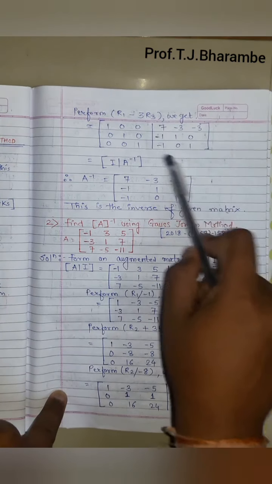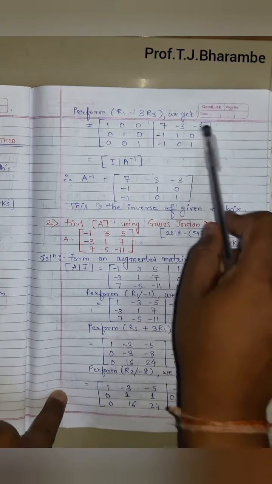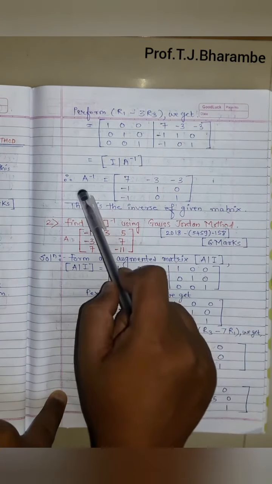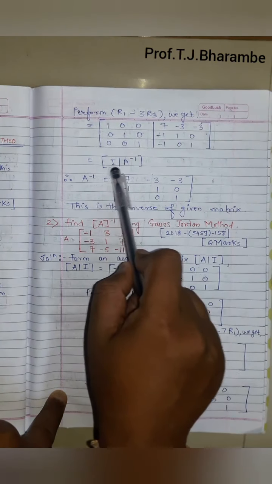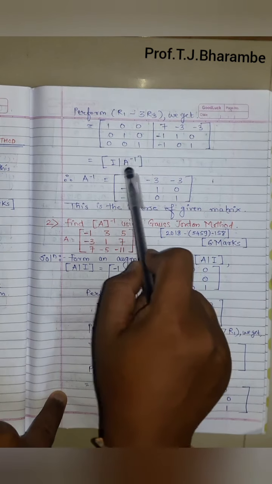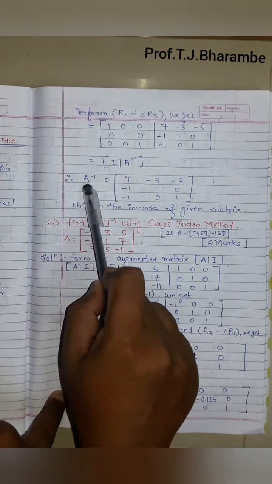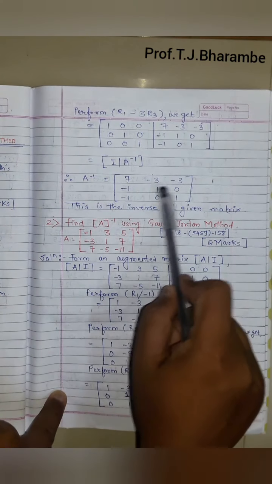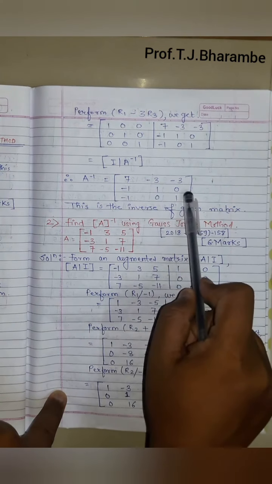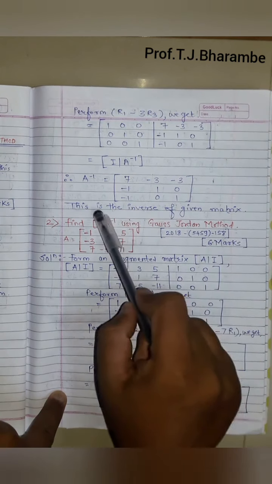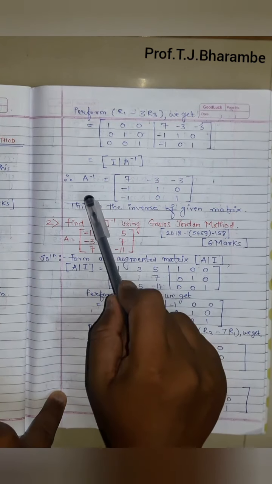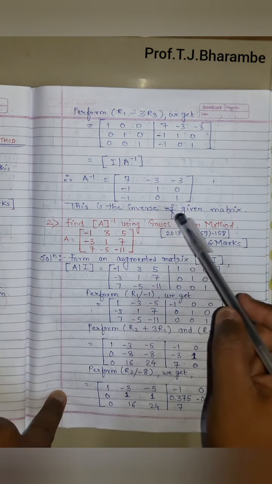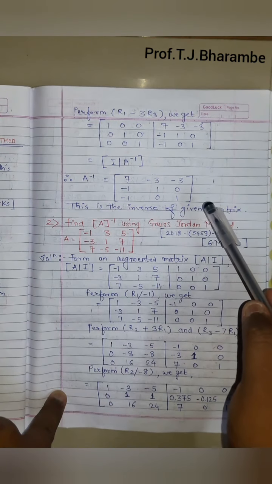So in this way we have found the answer, that is, we have found the value of A inverse. So after writing this augmented matrix A with the identity and A inverse, we can directly write A inverse is equal to this value, that is 7, minus 3, minus 3, minus 1, 1, 0, minus 1, 0, 1. So this is the inverse of the given matrix. This will be asked for 6 marks in the university.